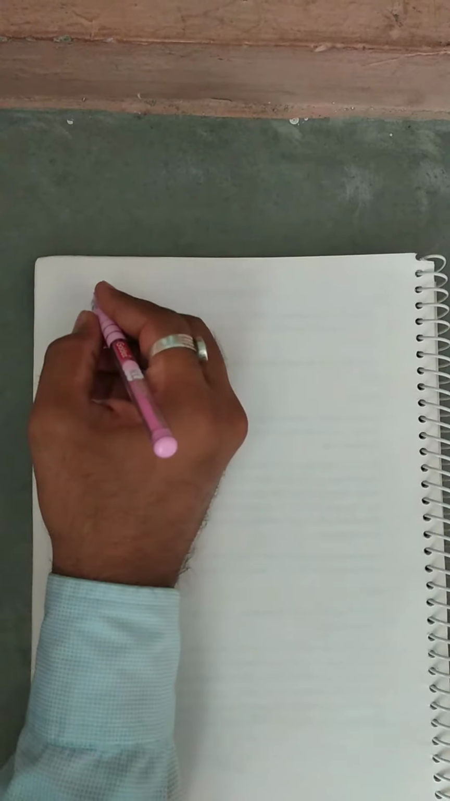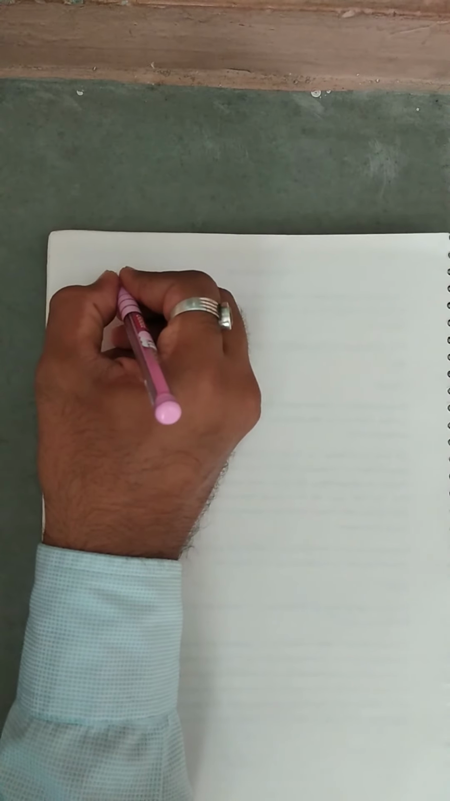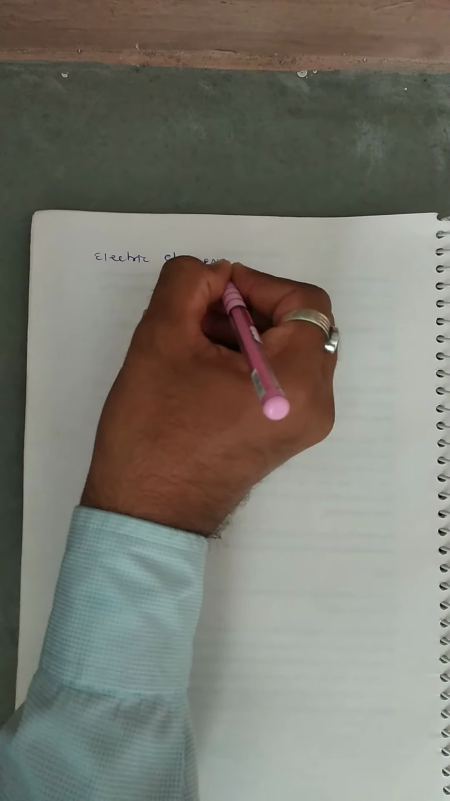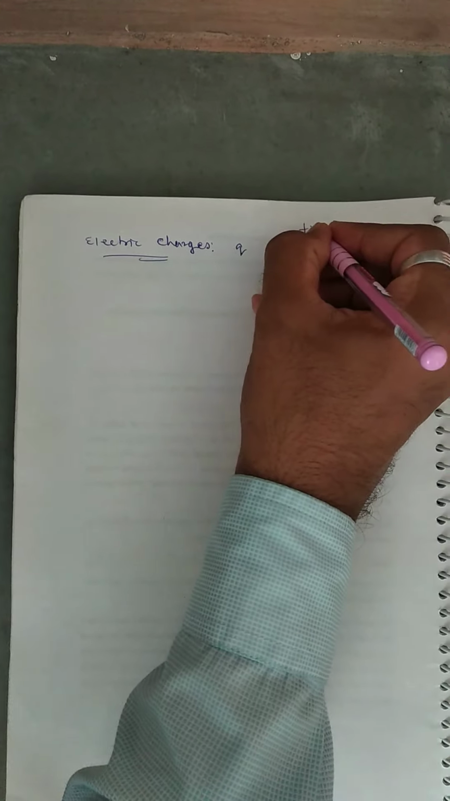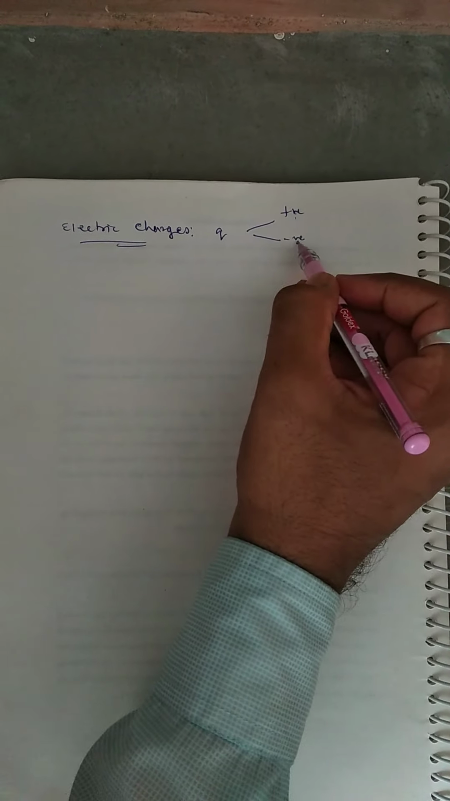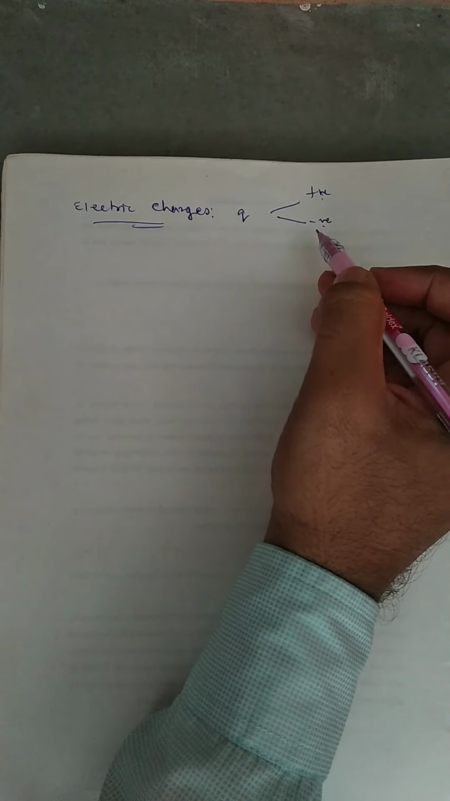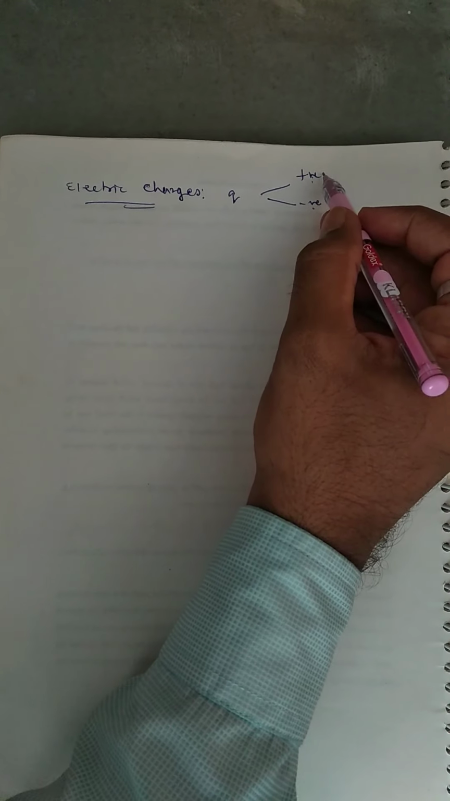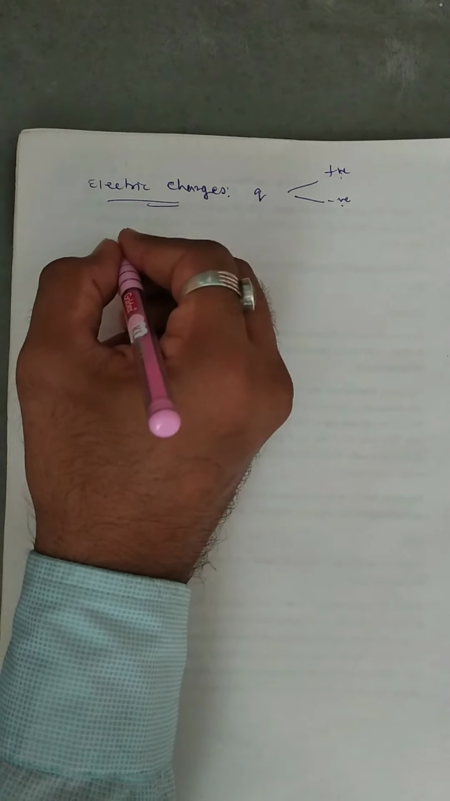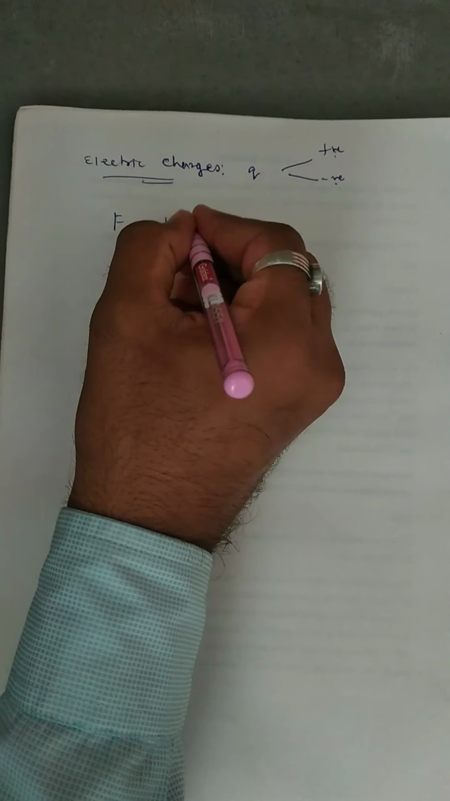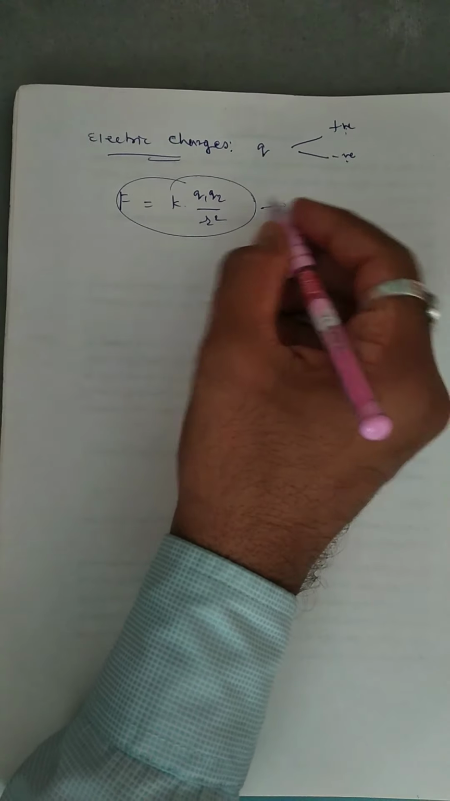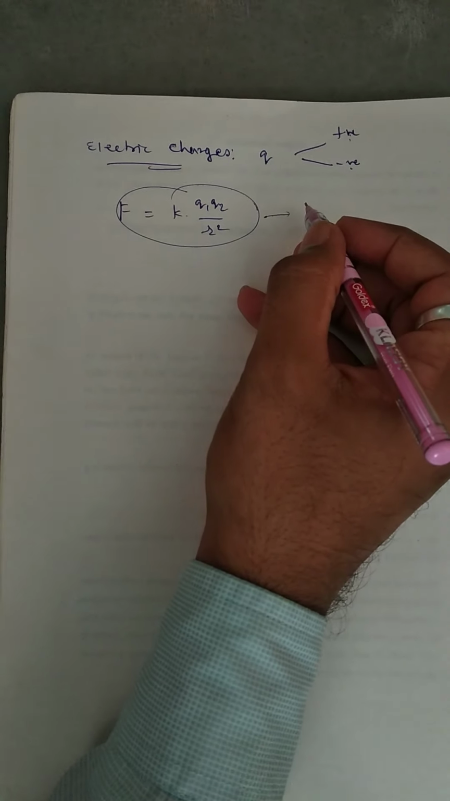Basic concepts of the first chapter, electric charges and fields. Yesterday we saw about electric charges, that is about Q. We have positive charges and negative charges. Opposite charges give a force of attraction, while two of the same charges give a force of repulsion. After that we saw Coulomb's law, that is F is equal to K Q1 Q2 upon R square. That was based on the concept we studied about the universal law of gravitation.